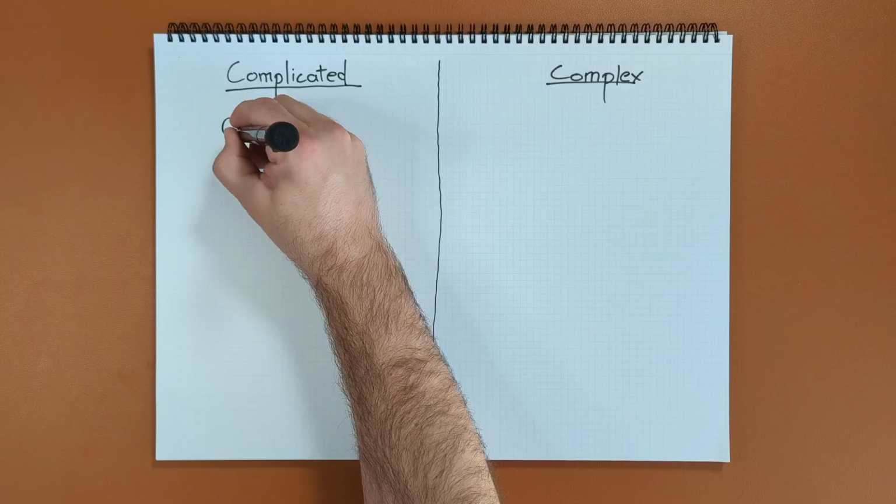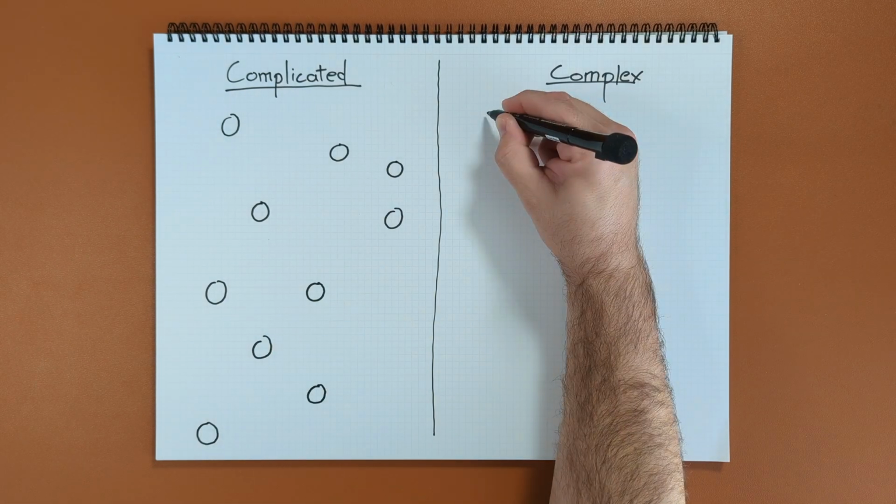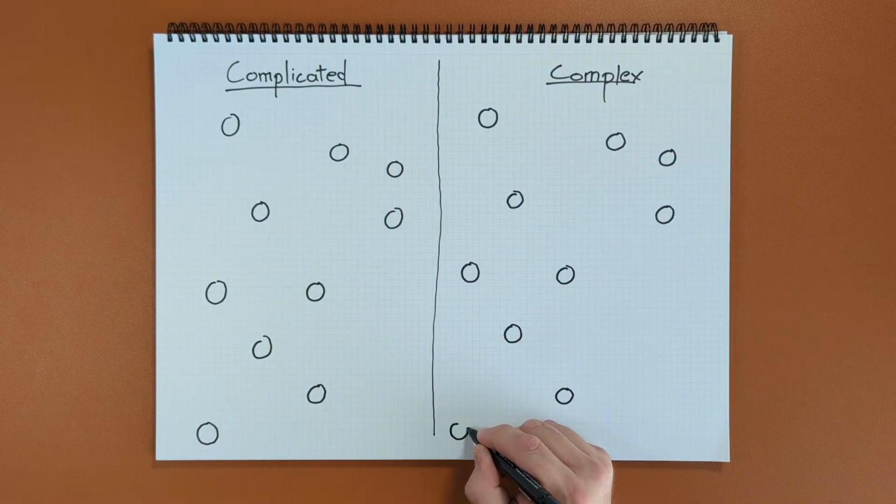So let's start by talking about what these two things have in common. They are both what we would call high variable domains, which means that they both consist of lots of little pieces, lots of little elements that all connect and all relate to one another. And if you change or alter one of those elements, it's going to have an impact on the other elements.